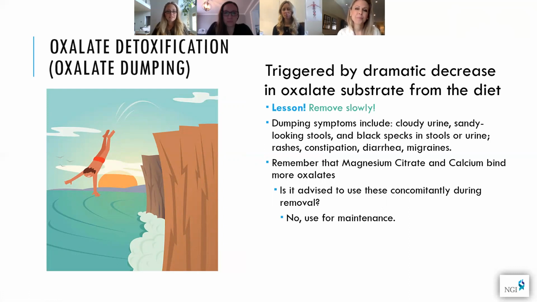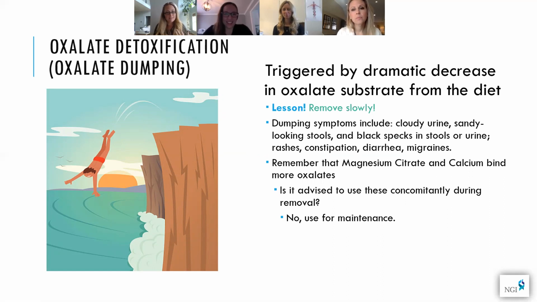If you are oxalate dumping, sometimes you will have cloudy urine. You might have sandy looking stools. Yay, fun, where do we sign up for that? A lot of times people will have, I know you guys all laugh at me, sometimes you're gonna have varying degrees of constipation and diarrhea. Sometimes you're gonna have rashes. Migraines are really, really common. Again, those oxalate crystals are sucking themselves out of your brain, okay? Fun, right? Again, where do I sign?